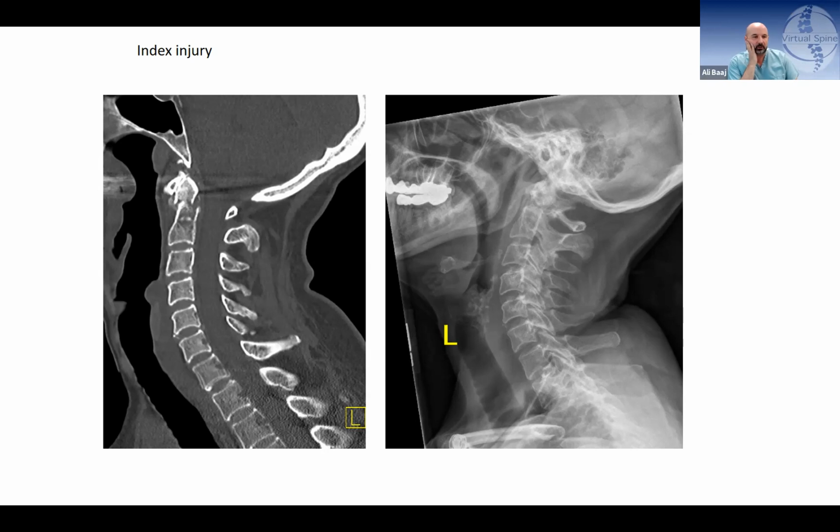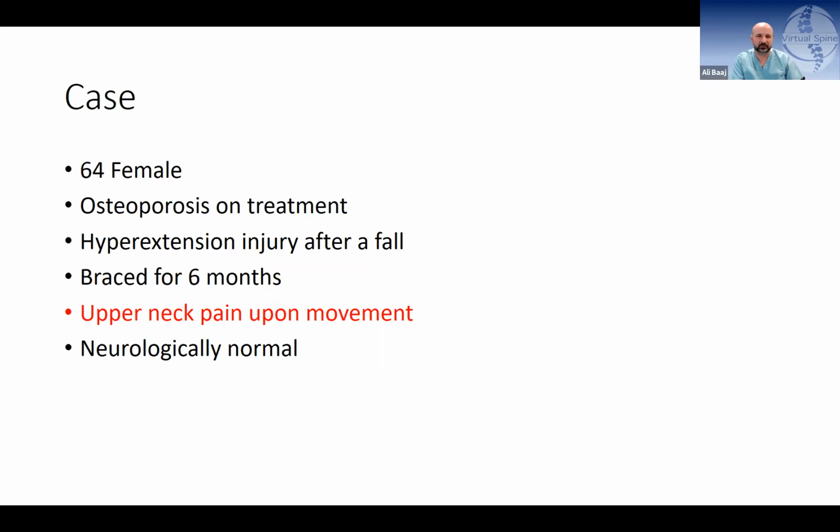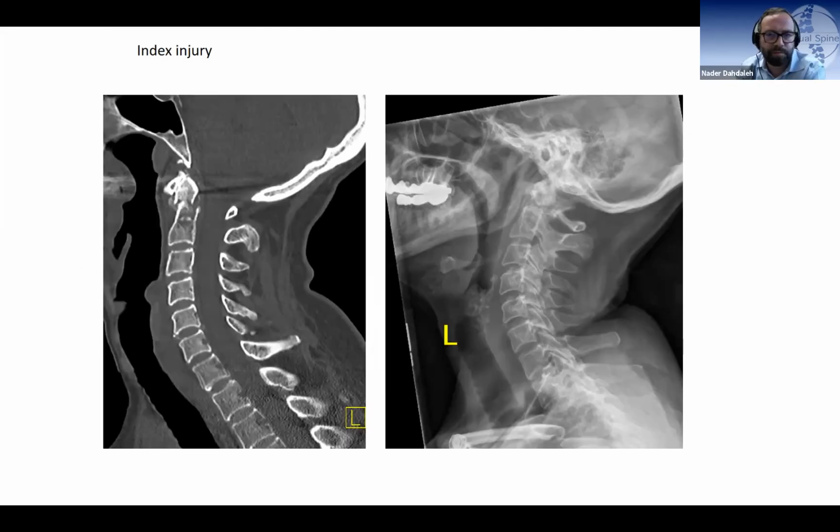Yes. Sorry, Nader, I missed the initial point. But this is her initial CT right there? Yes. I don't know if I would treat that conservatively, to be honest with you. How old is she again? 64. Yeah, I think there's a certain degree of subluxation there, and this is one that I would probably intervene surgically, and I'm very conservative with C2 fractures, very conservative. This one I would probably lean towards operating.